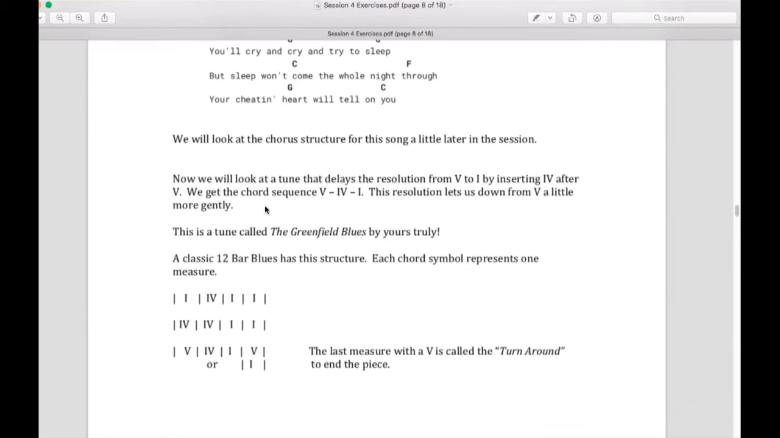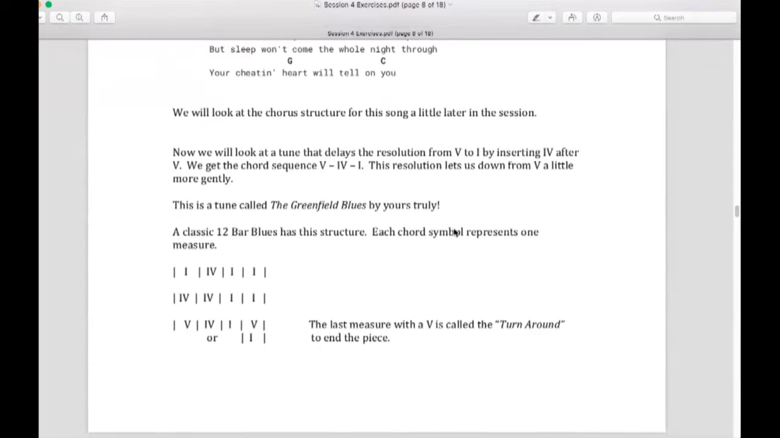So we get the chord sequence, and I'll just do it in the key that we had: G, 5, F, 4, 1. The resolution lets us down a little more easily or gently from the 5 chord. So this is a tune called the Greenfield Blues by yours truly.